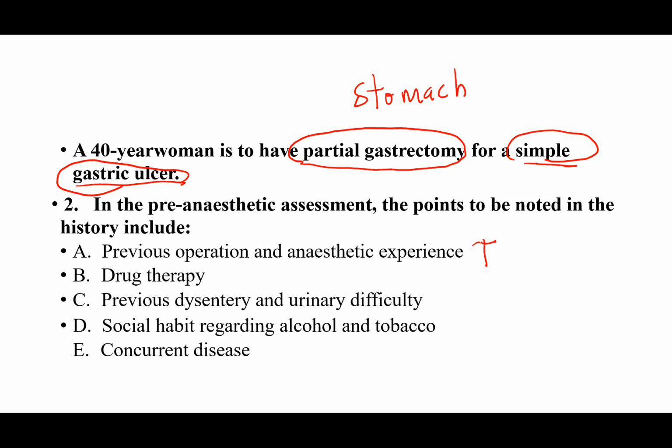Risk factor. Previous operation and anesthetic experience. To note when the operation happened, the anesthetic that was given, and if it might cause further complications. Any complications in the previous surgery as well. Yes, previous operations are important. When a patient has had a previous operation, especially an abdominal operation, they are at risk of developing what when you are going back for another abdominal operation?